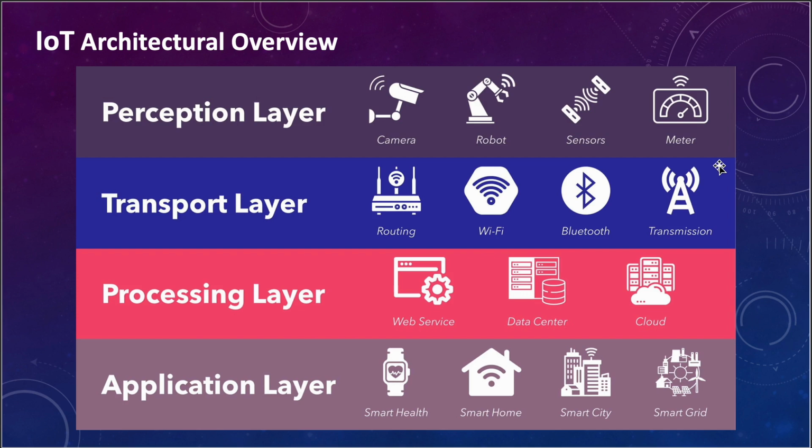In the physical layer, the hardware will then be connected to the network, which is normally categorized as the transport layer. This is purely the network layer, right? Routing, Wi-Fi, Bluetooth, transmission, or whatever. So you have 7 layers in networking. Those 7 layers are inside this transport layer, right? Basically, transport layer means network, right?